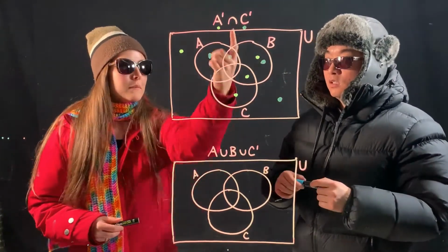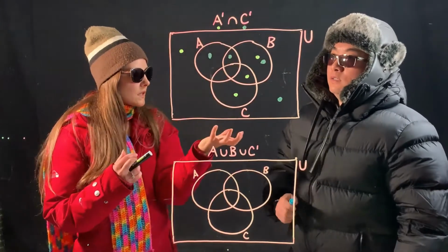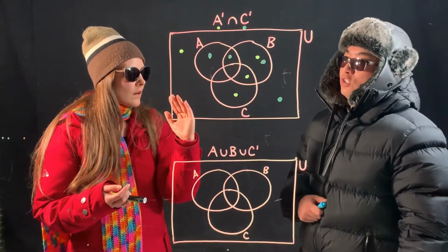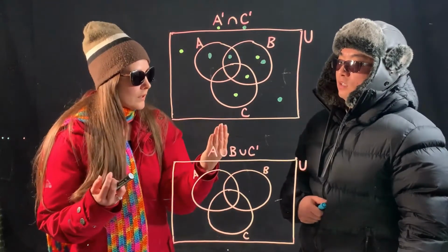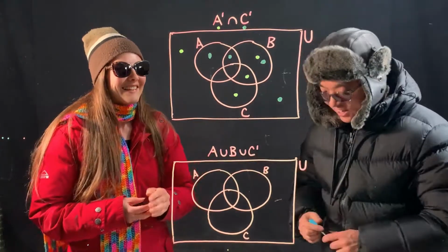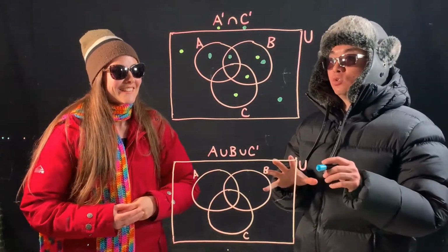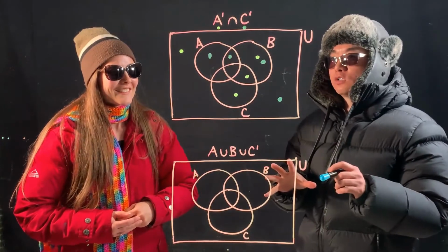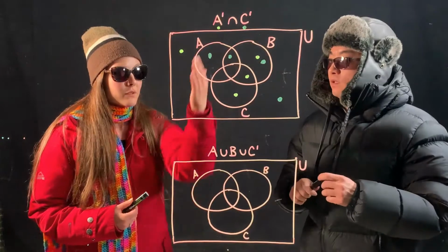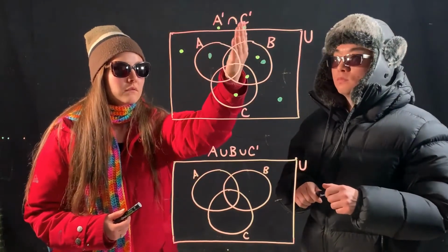Now we have to look at this symbol again. Intersect. What does that mean again? The two sets both exist at the same time. Okay, good. So that means we have to shade in wherever there are two dots. The intersection between not A and not C.